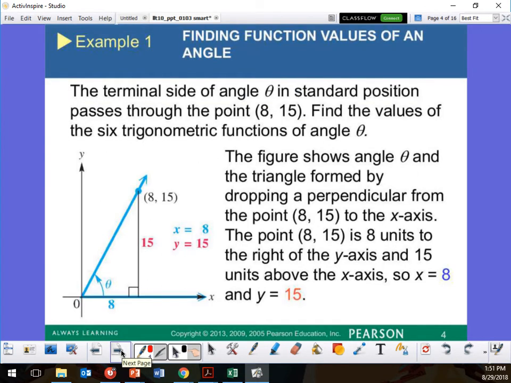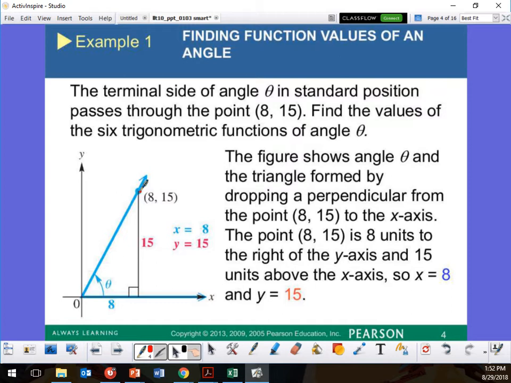Now, for this one, the terminal side of angle theta in standard position passes through the point (8, 15). What does 8 represent? 8 is the x, 15 is the y. So left and right is 8, up and down is 15. Think of your number line on your Cartesian graph. Positive 8 is to the right, positive 15 is up. So that's where I get it, to the right and up.